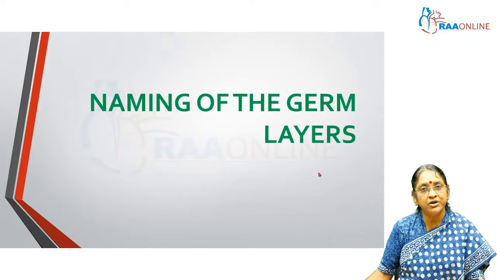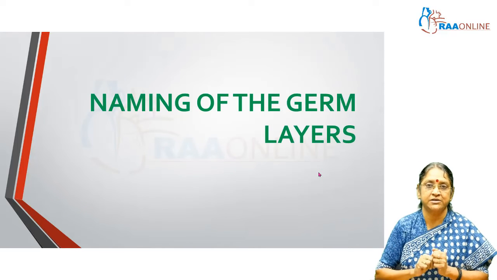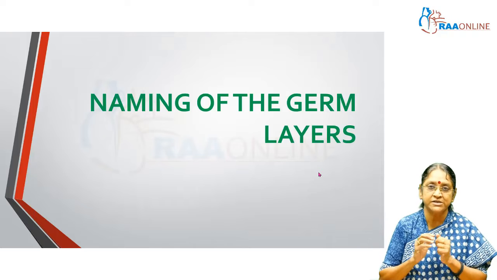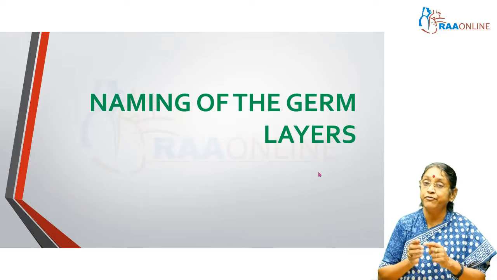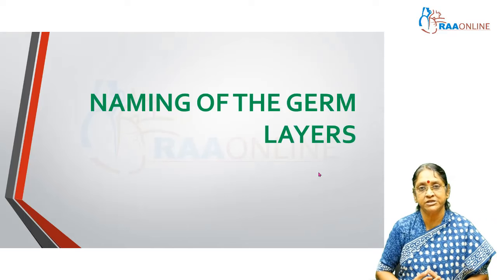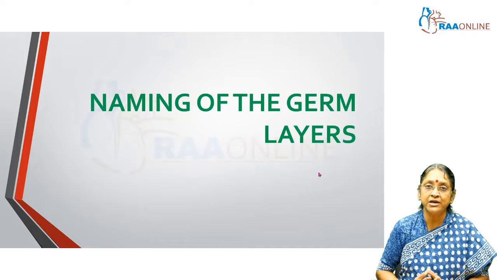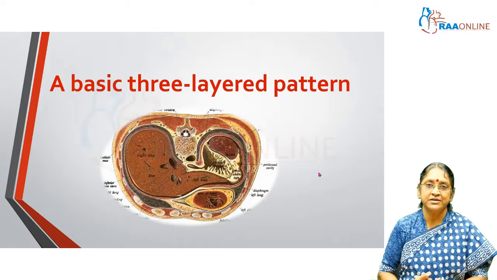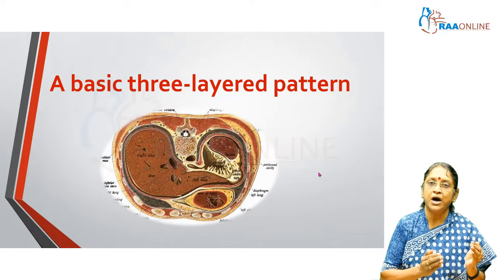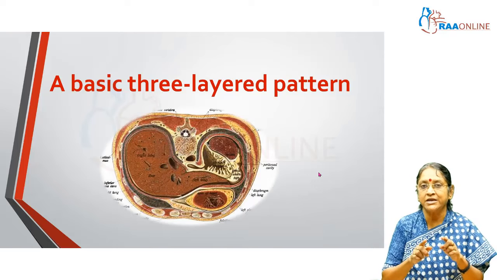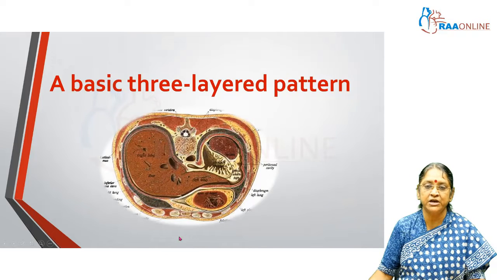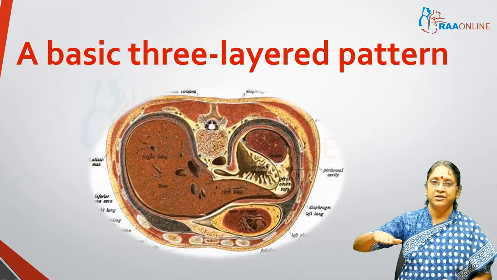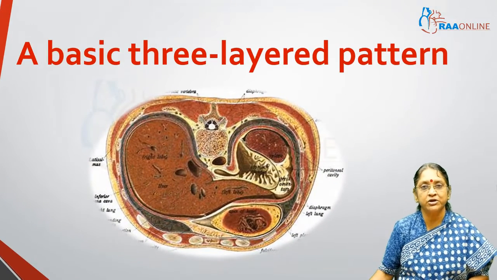Now we said something called the germ disc. What is this germ disc? Before going to the definition of the germ disc, let's say what the germ layers are. To understand the germ layers, let us get to adult anatomy. This is a kind of a cross-section of the adult that you find here. The body cut on the horizontal plane.